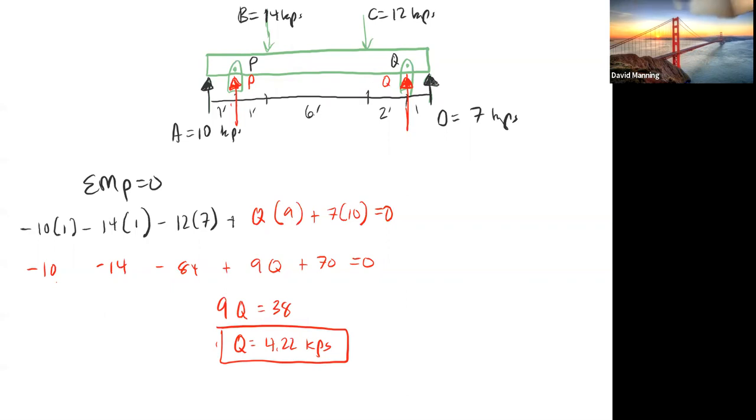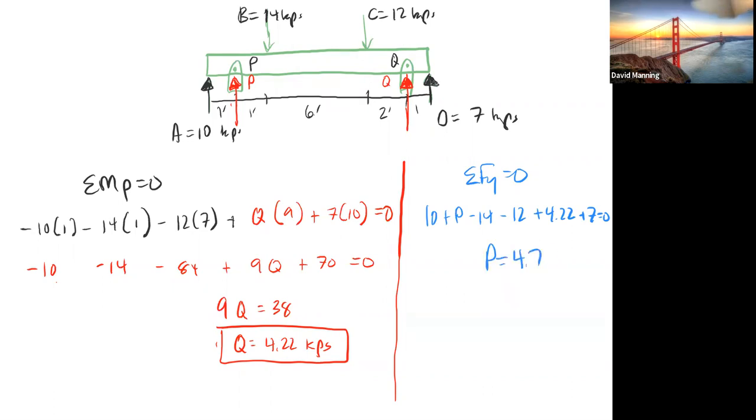And then to find P, we'll do the sum of the forces in Y, set that equal to 0. So we got 10 plus P minus 14 minus 12 plus 4.22 plus 7 equals 0. So that's 4.78 for P. 4.78 kips. I think that math's right. I did it in my head, so I'm trusting my math.